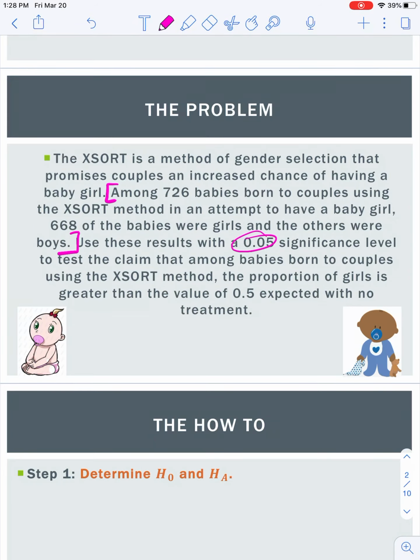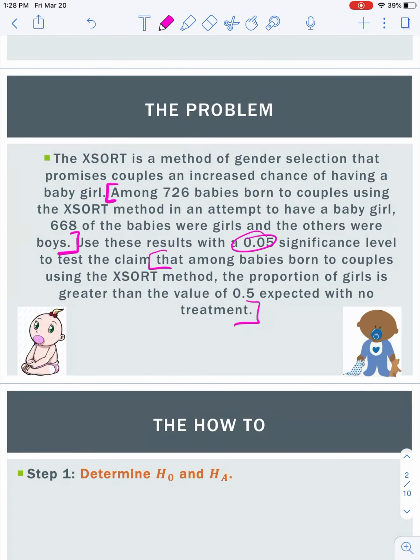born to couples with the XSort method, the proportion of girls is greater than the value of 0.5 that's expected with no treatment. Okay, so there's the claim that this XSort method is going to make the proportion of girls, the percentage of babies that are girls, be greater than 0.5.